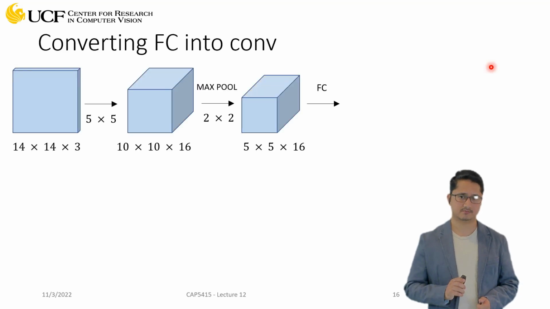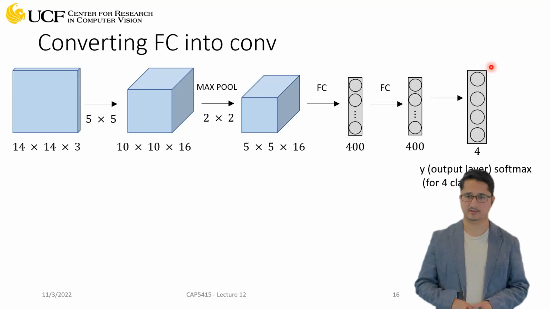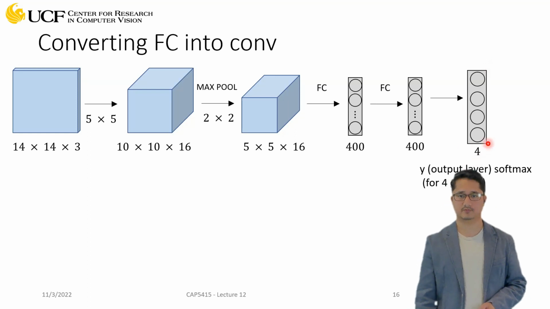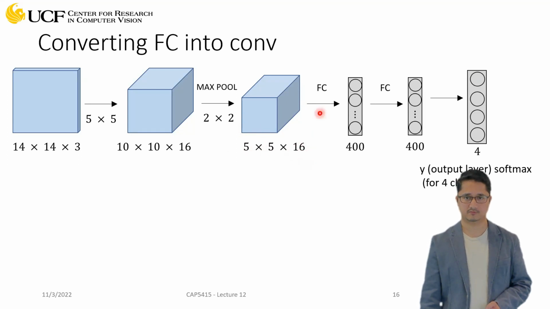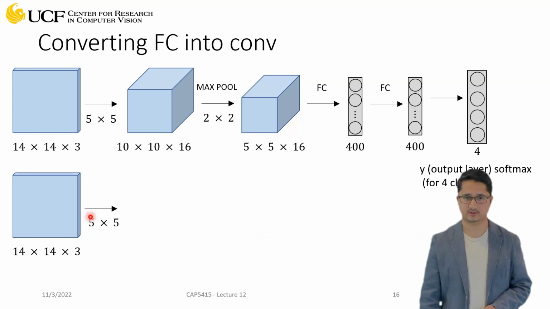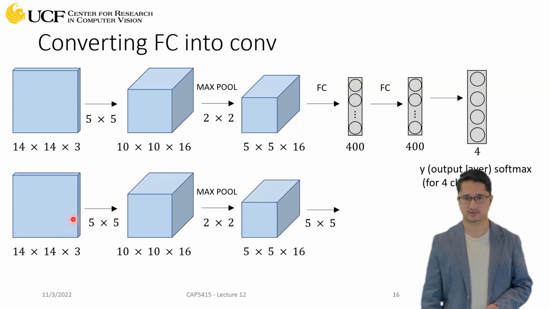So you have CNN fully connected, so you'll have to flatten it, and finally you are getting, let's say, 4 different values. So what is happening at this point, you will have to flatten this volume. So you will have a feature vector which has 5 cross 5 cross 16 different values, which will be connected to 400 different neurons. Now, to convert this to a fully convolutional network, what you can do is, this part is not going to change. You can still apply a 5 cross 5 kernel on this.